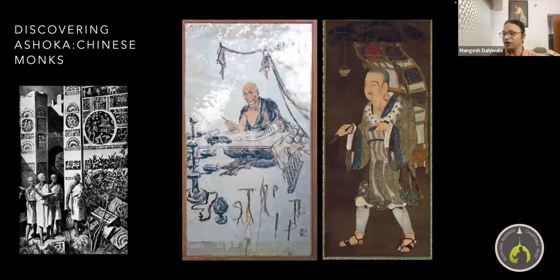Now, discovering Ashoka is a very interesting process that has its own history. Charles Allen has brought a very interesting narrative history of how Ashoka was discovered. I'm not going to go into that. I'm just going to put some points before you: Chinese monks who left behind chronicles, their accounts and travelogues, have become an important source of unlocking the Ashokan mystery and hence bringing out the true history of India.